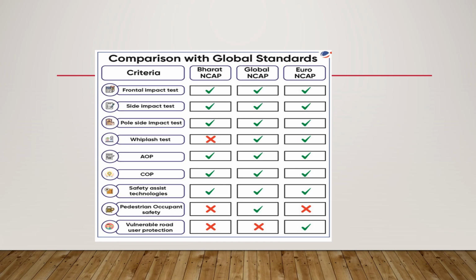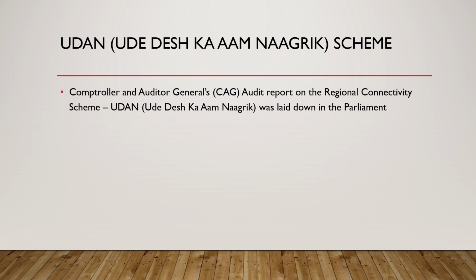Then we have pedestrian occupant safety. It is not done in Bharat NCAP, but in Global NCAP it is done, and it is not done in Euro NCAP. And also vulnerable road user protection. Bharat and Global don't do it, but Euro NCAP does it.